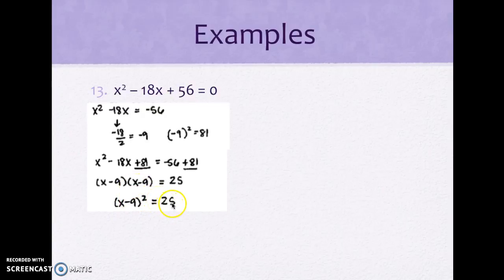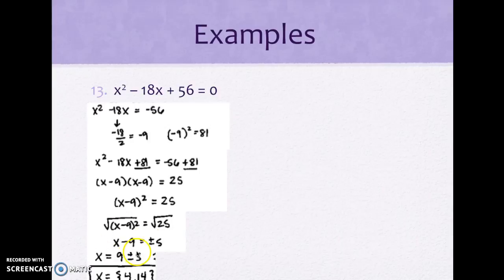And what do you notice about 25? Yeah, it's a perfect square. So we're going to next take the square root of both sides. When we take the square root of x minus 9 squared, we really are just getting rid of that 2 exponent. And when we take the square root of 25, we're getting plus or minus 5. So we're left with x minus 9 equals plus or minus 5.